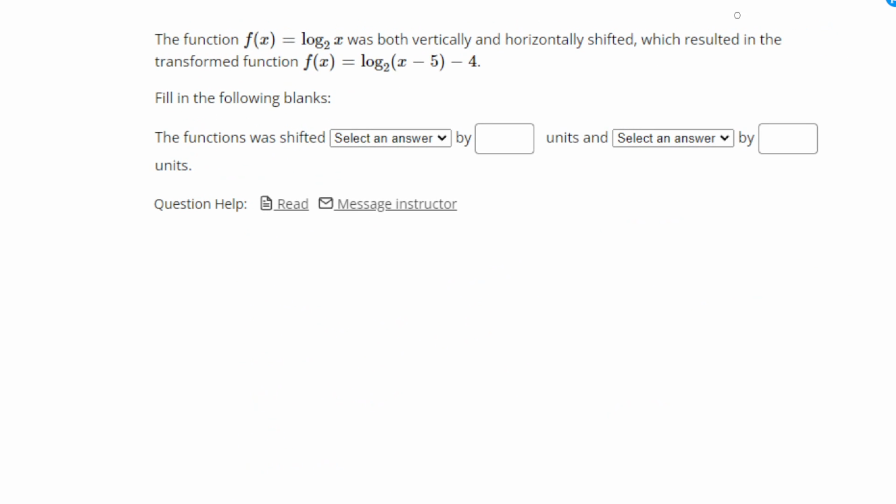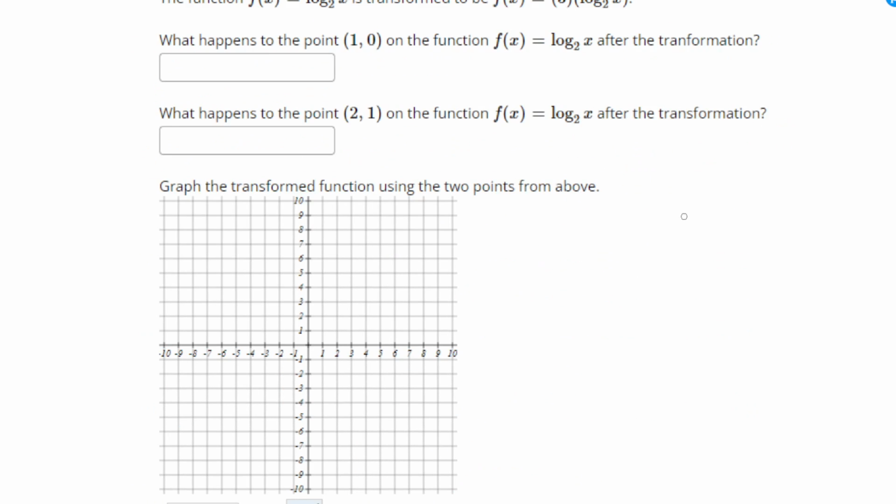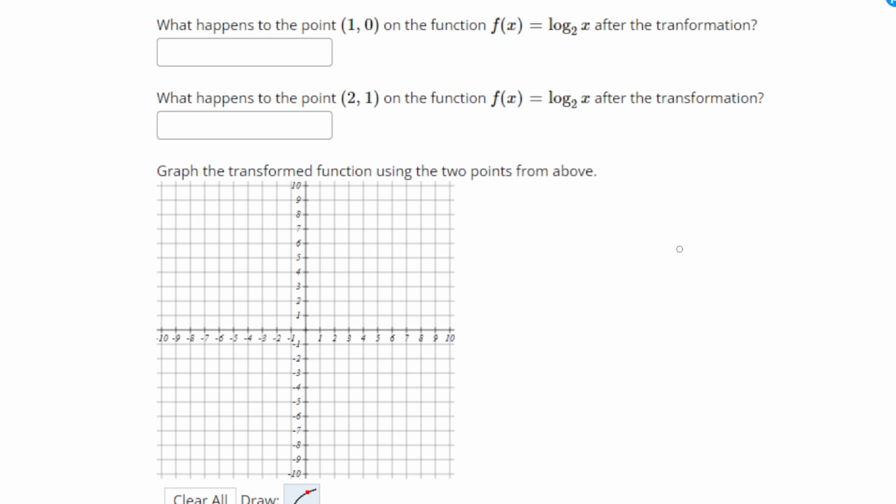The function f of x equals log base 2 of x was both vertically and horizontally shifted, which resulted in the transformed function f of x equals log base 2 of (x minus 5) minus 4. So it was shifted down, and it might be right or left, just do it accordingly. It was shifted down by 4 and right by 5. These are our typical shifts that we've learned before. The function f of x equals log base 2 of x is transformed to be f of x equals 3 times log base 2 of x.